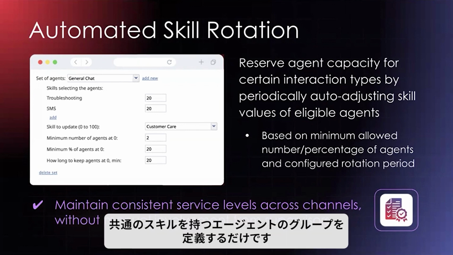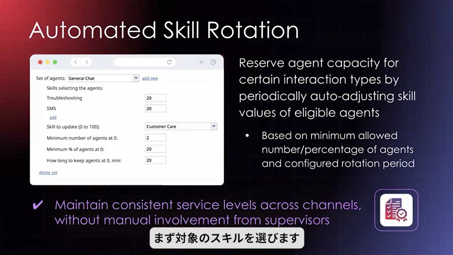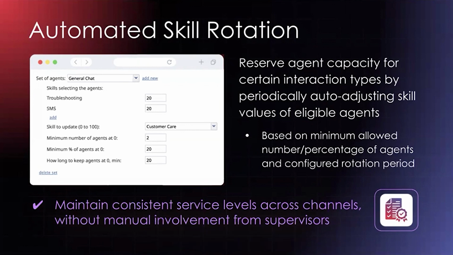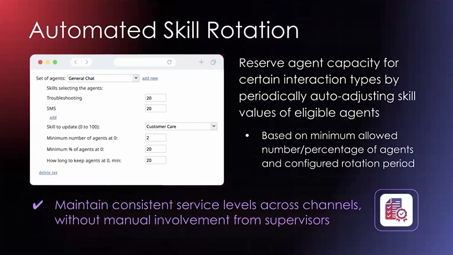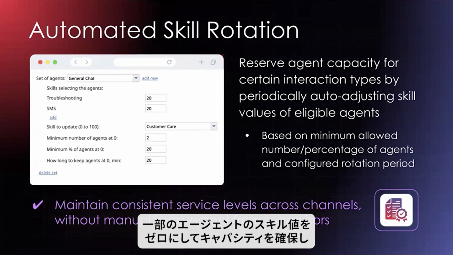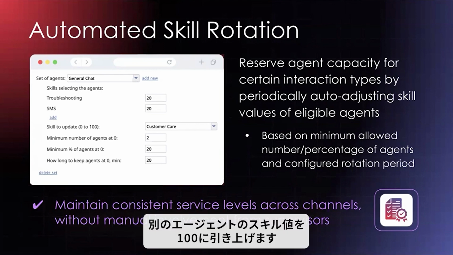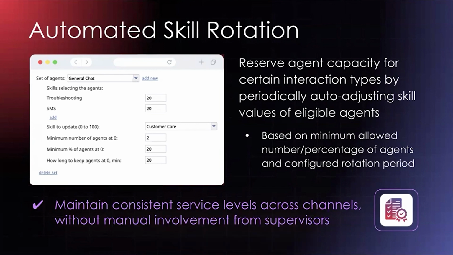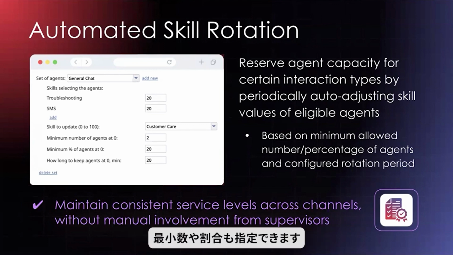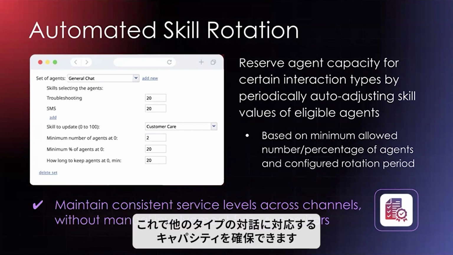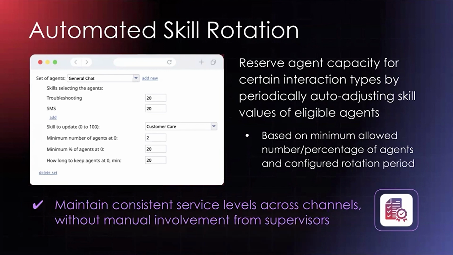You simply define a group of agents sharing a common skill set. You choose a target skill, for example, customer care, as you can see on our example on the screen. And the system periodically rotates the skill value among eligible agents, lowering it to 0 for some agents to reserve their capacity and raising it to 100 for others. You can also specify a minimum number or percentage of agents who always have the skill lowered, effectively reserving their availability for other types of interactions.